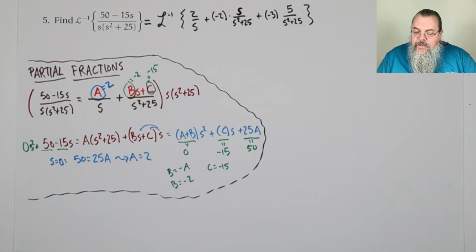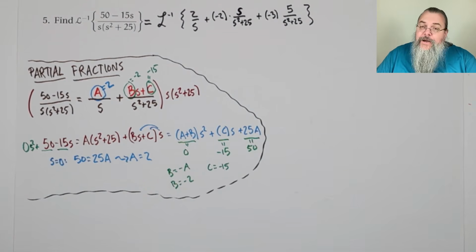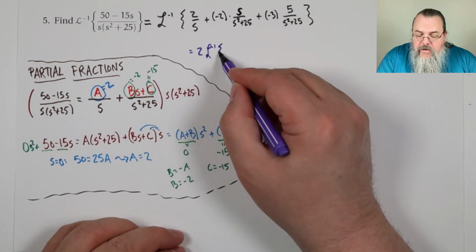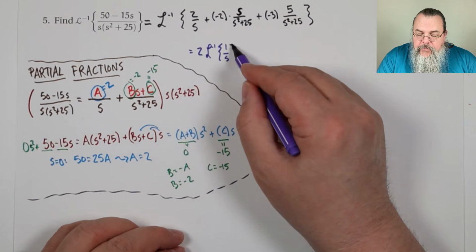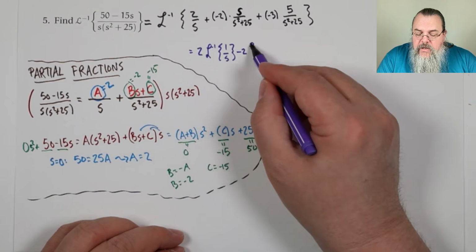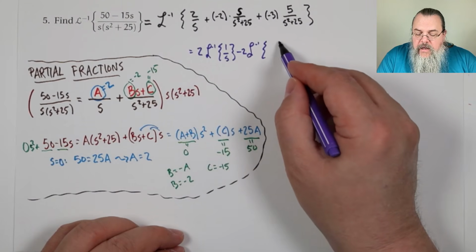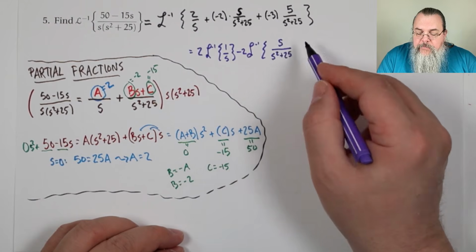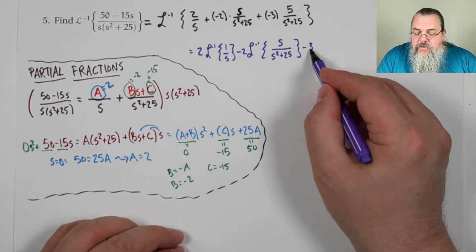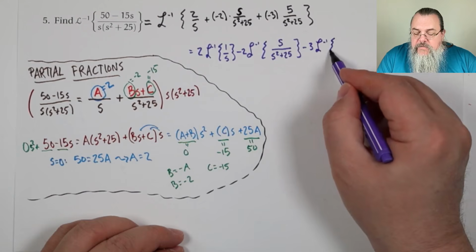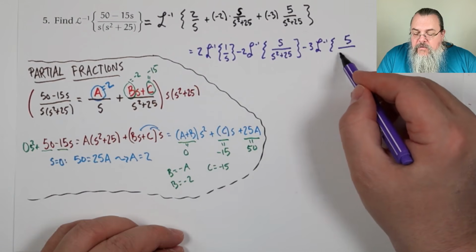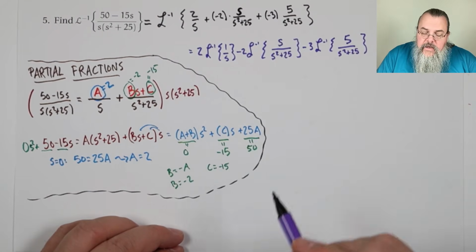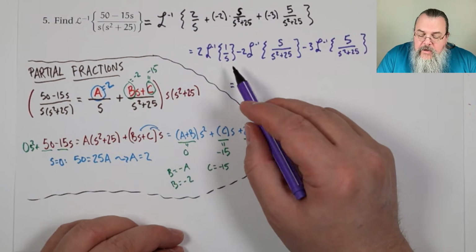Well, what can we do? We'll go ahead. We'll apply our linearity. So this becomes 2 inverse Laplace of 1 over s, minus 2 inverse Laplace of s over s squared plus 25, and minus 3 inverse Laplace of 5 over s squared plus 25. And now we can handle each one.